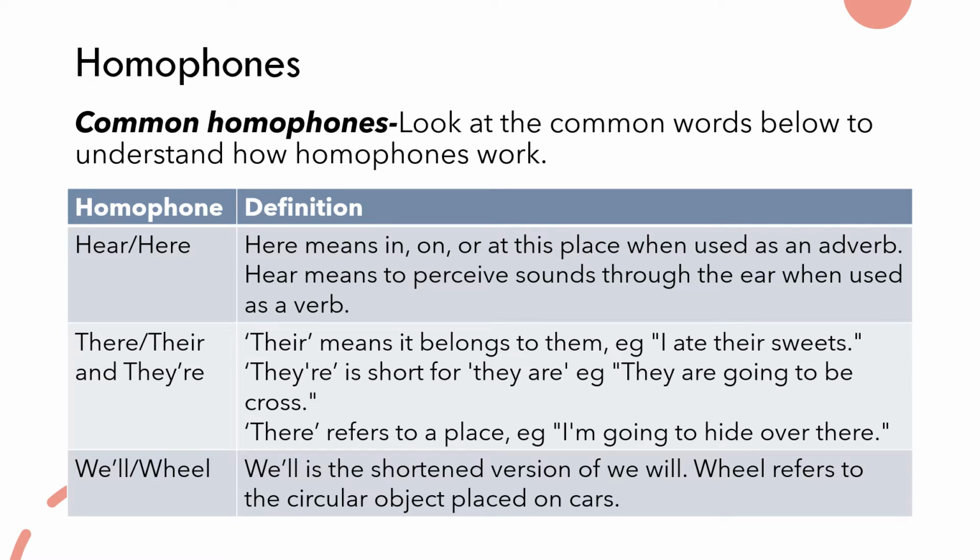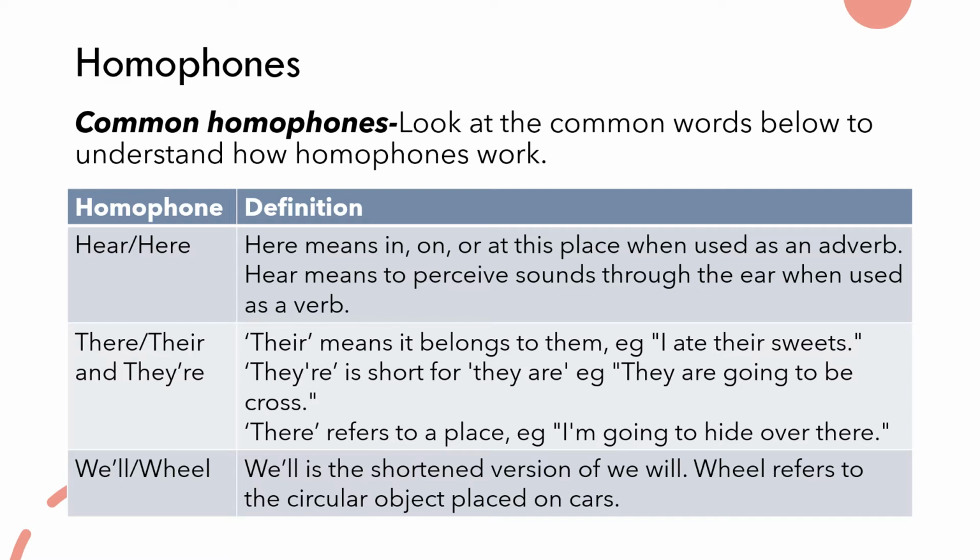So here means in, on, or at this place when used as an adverb. Hear means to perceive sound through the ear when used as a verb. Now if that definition wasn't clear enough for you, the first example, spelled H-E-A-R, is the one that we can take in through the use of our ear. So the one that actually has ear in the name is the one that we hear in terms of sound. The second one, here, is normally referring to a place or a position of something.